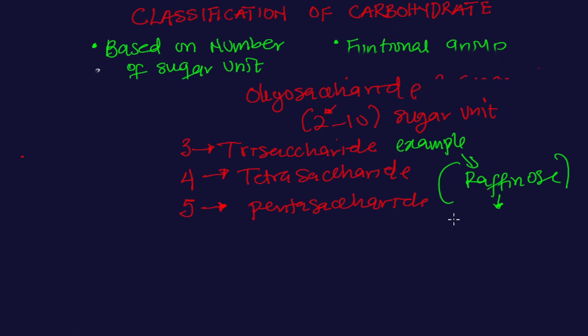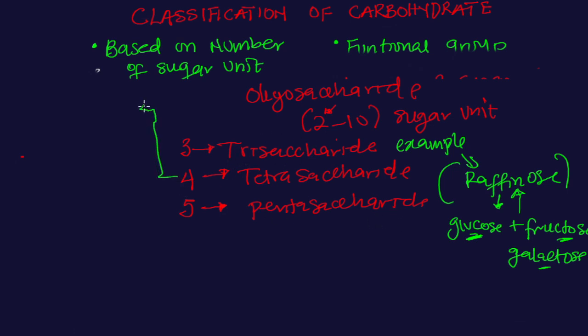We have glucose, we have fructose, and also we have galactose. These are the components of raffinose. As you can see, glucose is a sugar unit, fructose is also a sugar unit, and galactose is also a sugar unit. So these 3 sugar units are the major components of raffinose, and raffinose is an example of a trisaccharide, which is an oligosaccharide.